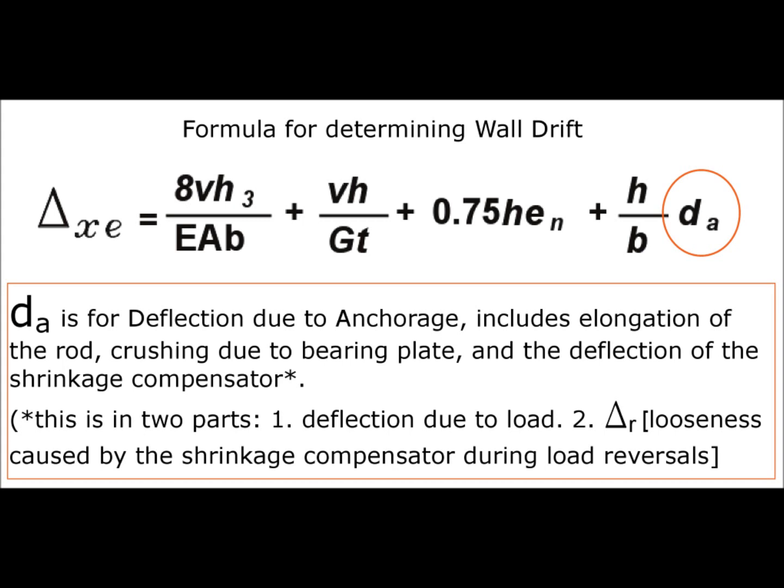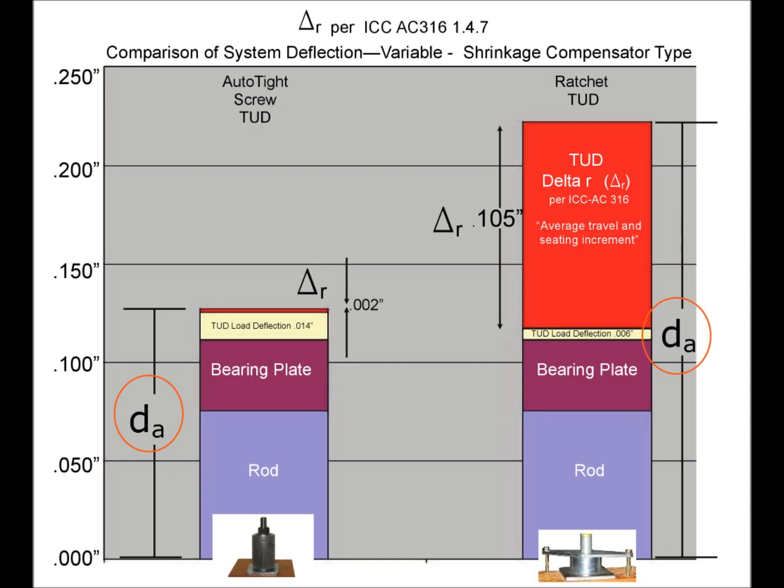This is in 2 parts. 1, deflection due to load, and 2, delta R, the average travel and seating increment according to ICC AC 316. This graph shows a dramatic difference delta R can make in a deflection of a tie-down system. Showing all the components of delta sub A in equation 23-2, this is comparing a ratchet type device, or TUD, and a screw type TUD.